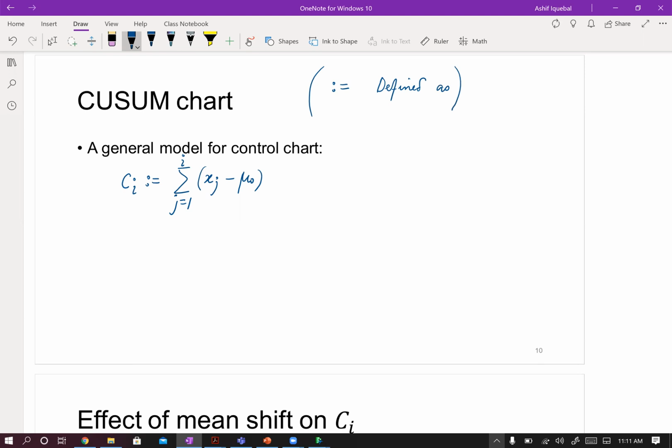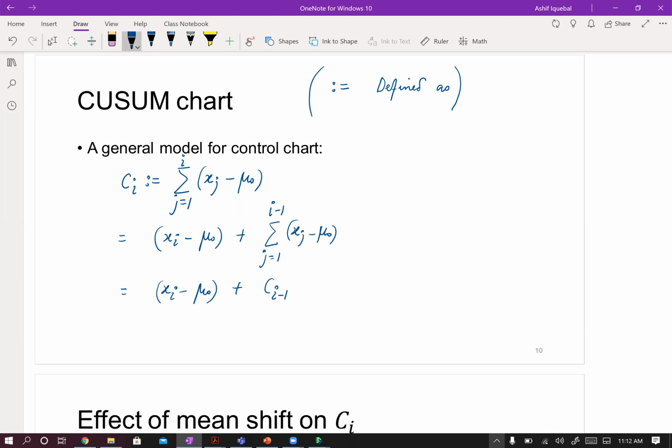Okay. Now let's break this down. We can rewrite this as xi minus mu naught plus the sum of xj minus mu naught, j equals 1 to i minus 1. So I've taken one term, the last term, from the sequence. Okay. So now you can write this as xi minus mu naught plus, this is nothing but Ci minus 1.